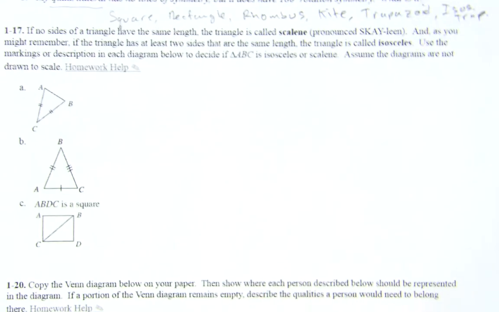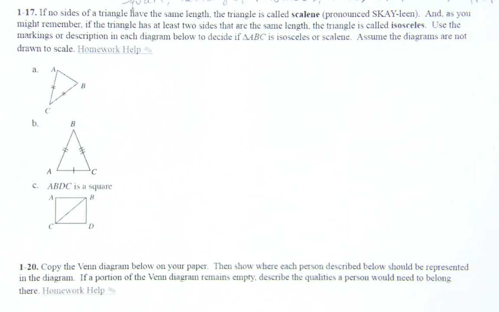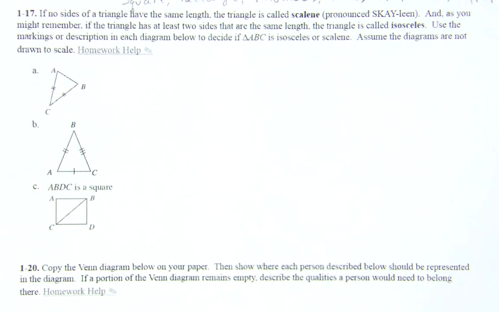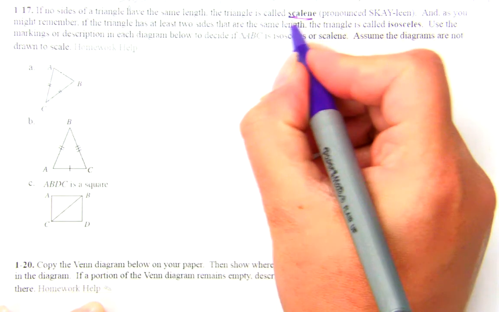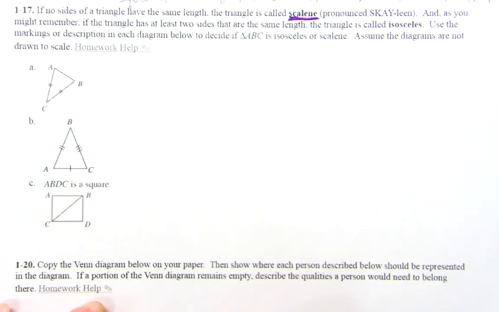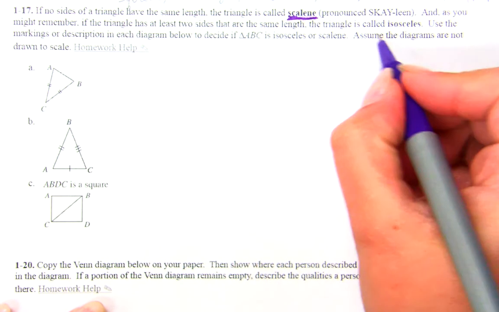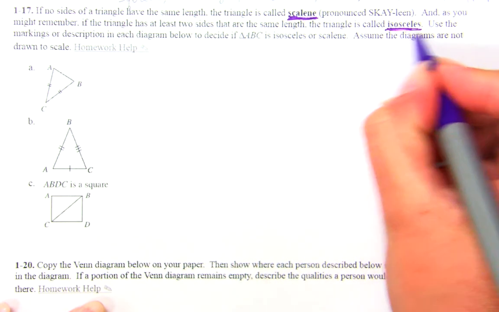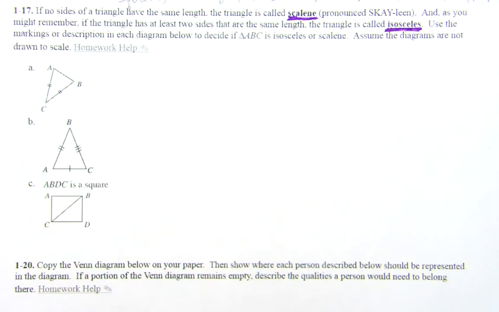Okay, and then 17 says, if no sides have the same length, the triangle is called scalene. So I'm pretty sure you've heard of this before. You might remember the triangle that has at least 2 sides that are the same length. It's called isosceles. So those are 2 vocab words. Scalene, if no sides are the same, so every side is different. And isosceles, if only 2 sides are the same.